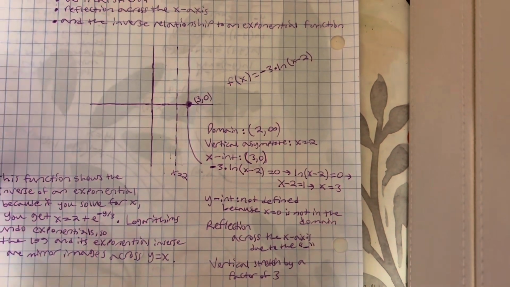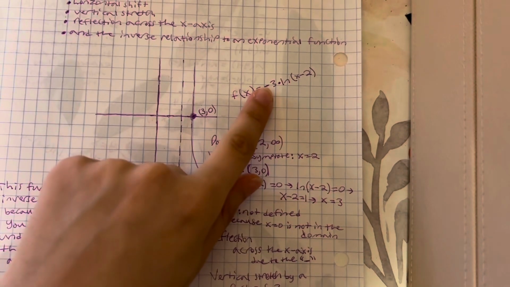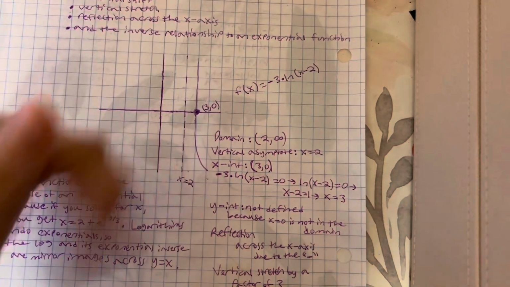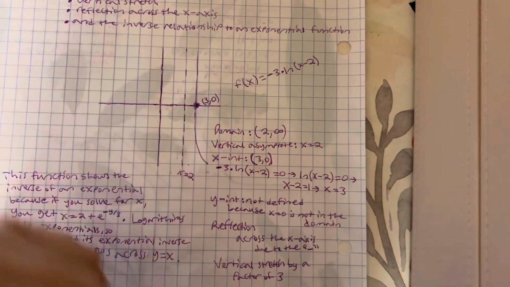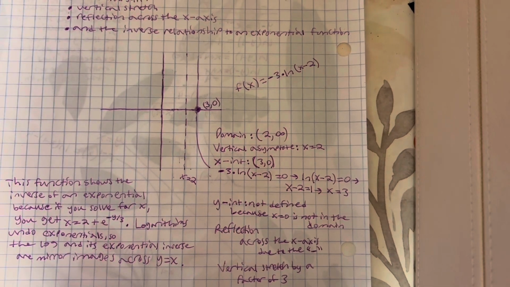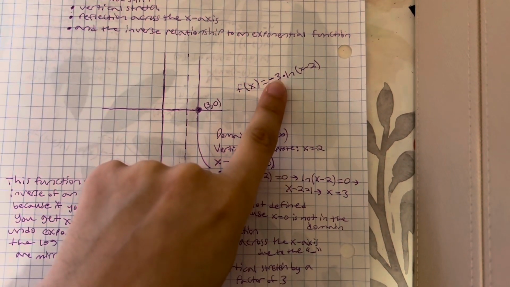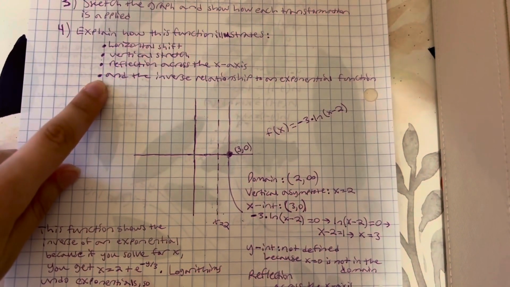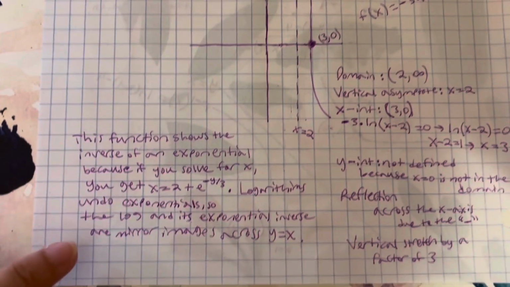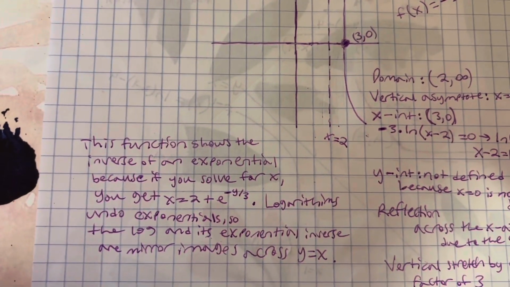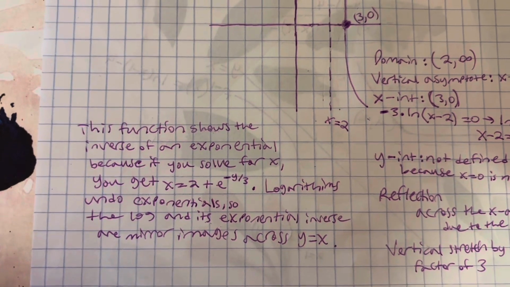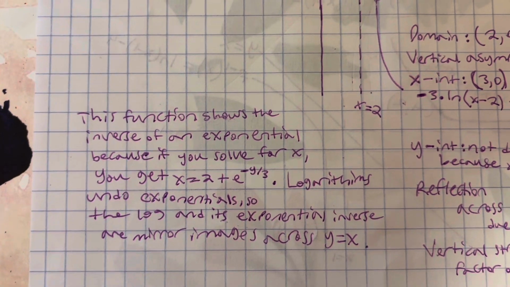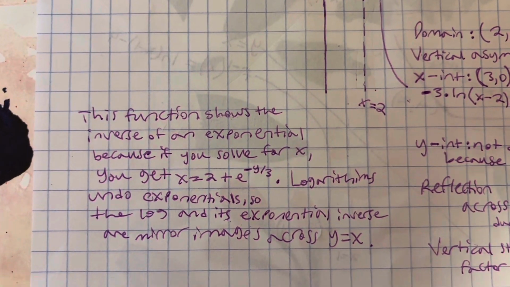Our reflection is across the x-axis due to the negative. So you can see here when we have a negative outside the parentheses, we have a reflection over the x-axis. And then the vertical stretch by a factor of 3 because our c is greater than 1, so it's a vertical stretch. And then for the last point, the inverse relationship to an exponential function, this function shows the inverse of an exponential because if you solve for x, you get x equals 2 plus e to the negative y over 3. Logarithms undo exponentials, so the log and its exponential inverse are mirror images across y equals x.